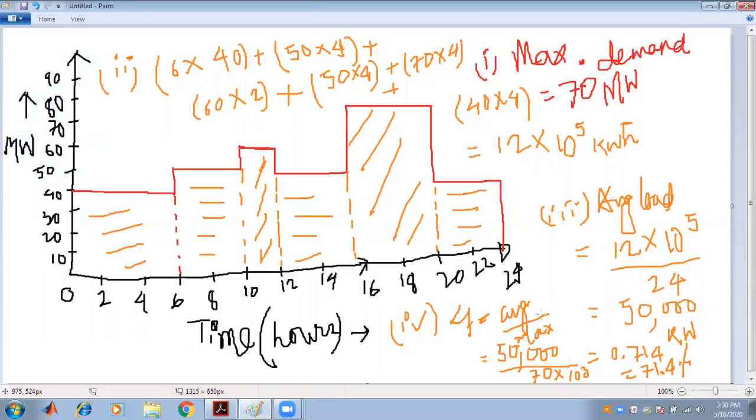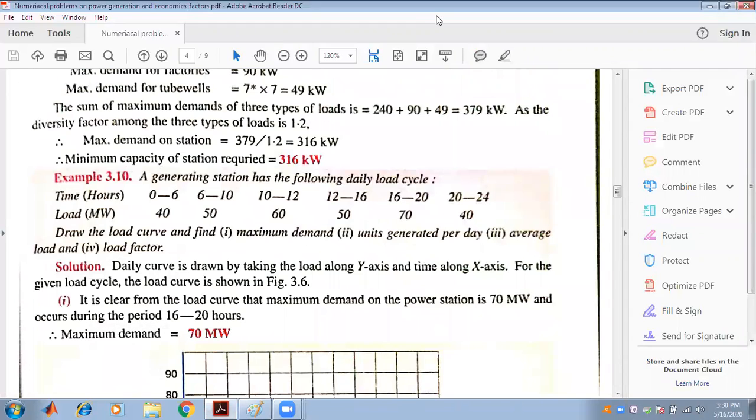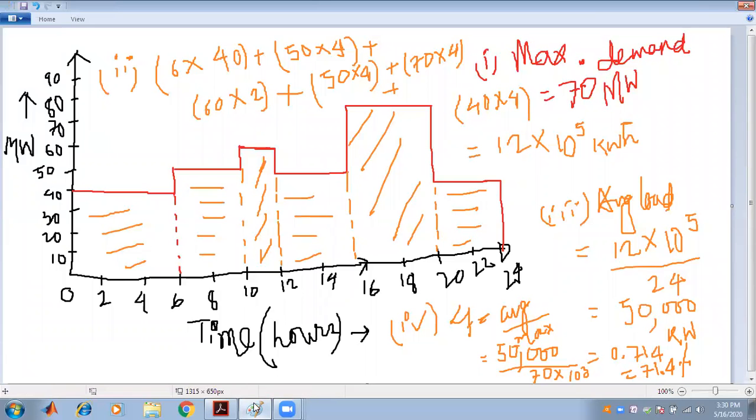So whatever we have done is the load factor. So we have done that particular problem. A load curve problem is done. From a load curve, we can draw the load curve, and we can find the total daily energy consumed, the maximum demand, the average load, and the load factor. This information can be obtained, as we have learned.